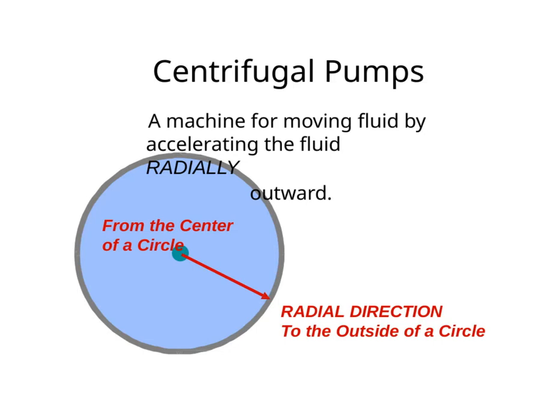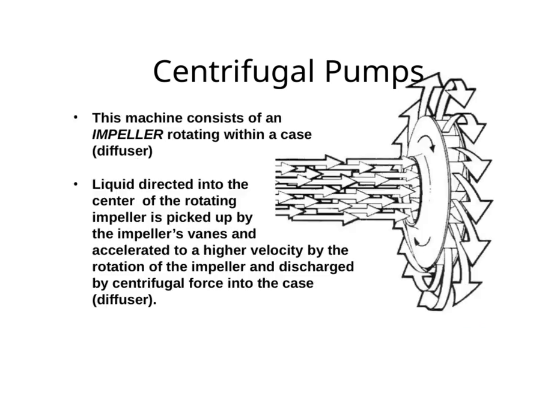Let's talk about a machine designed to move fluid by pushing it outward in a radial direction. Imagine fluid starting at the center of a circle, then being accelerated toward the outside edge. This is exactly how centrifugal pumps work. They take fluid in at the center and use rotational force to fling it outward, creating flow and pressure. It's a simple concept, but incredibly powerful for moving liquids efficiently.